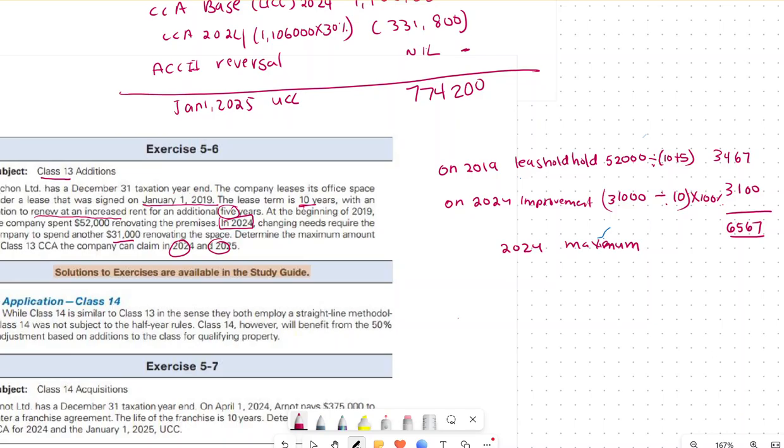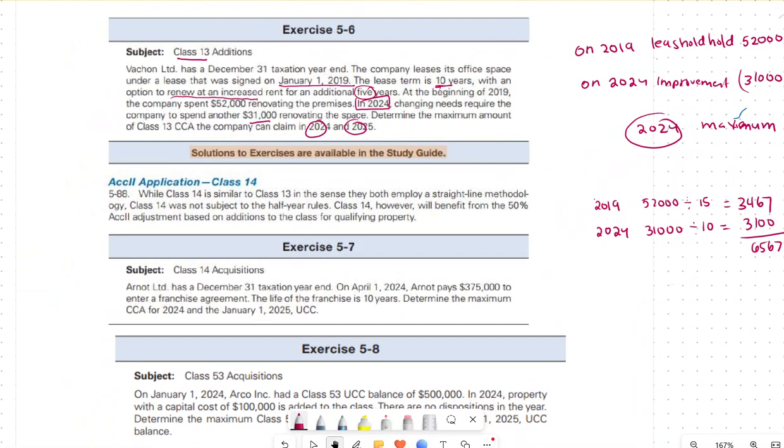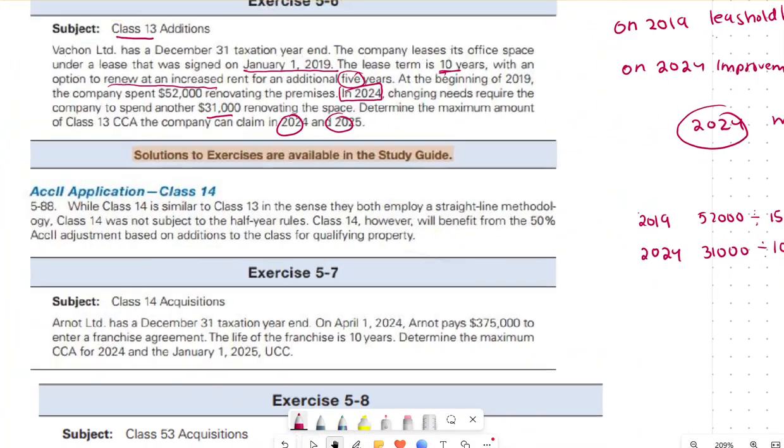When you do 25, the same thing applies as year 24. In 2019, we have 52,000 divided by 15, and the CCA that we can take is 3467. And in 2024, the cost of the leasehold improvement was 31,000 divided by 10, and that is 3,100, so 6,567. So you will be taking the same CCA if nothing else changes in your class.